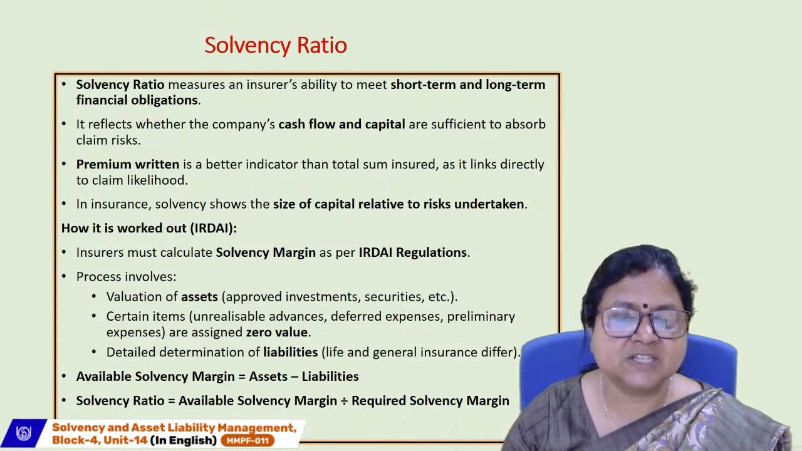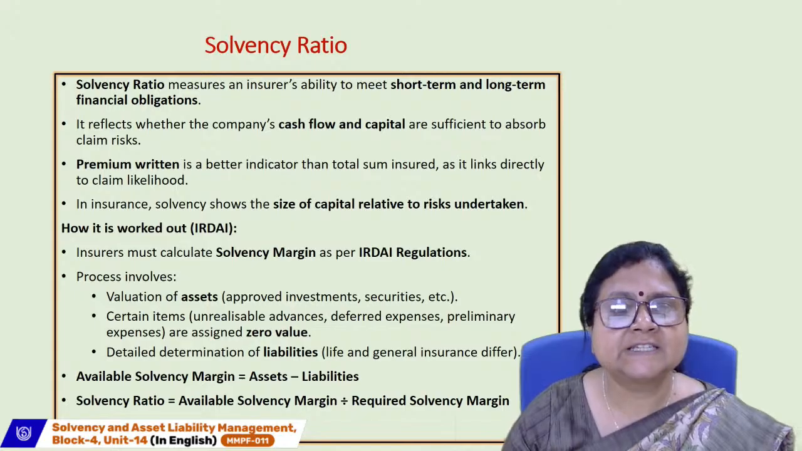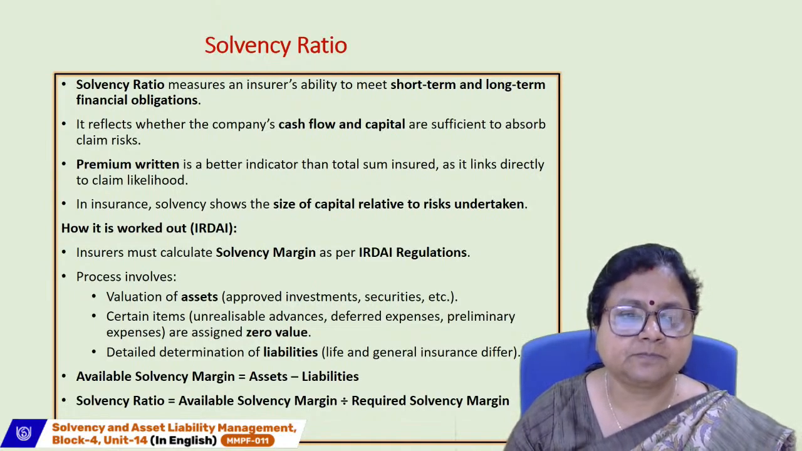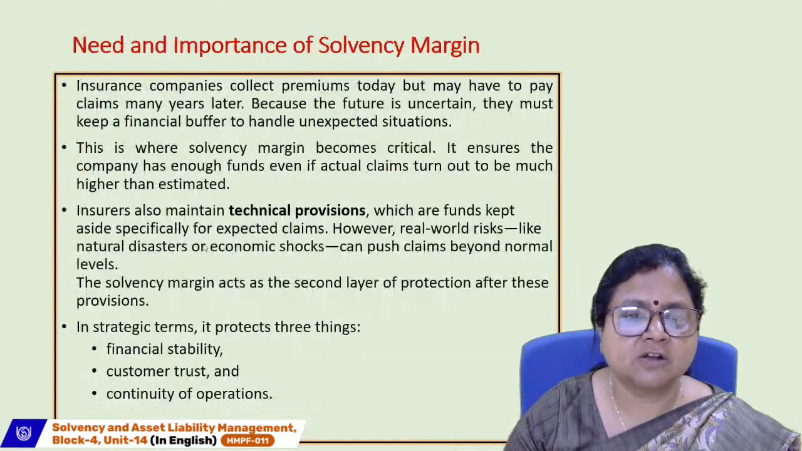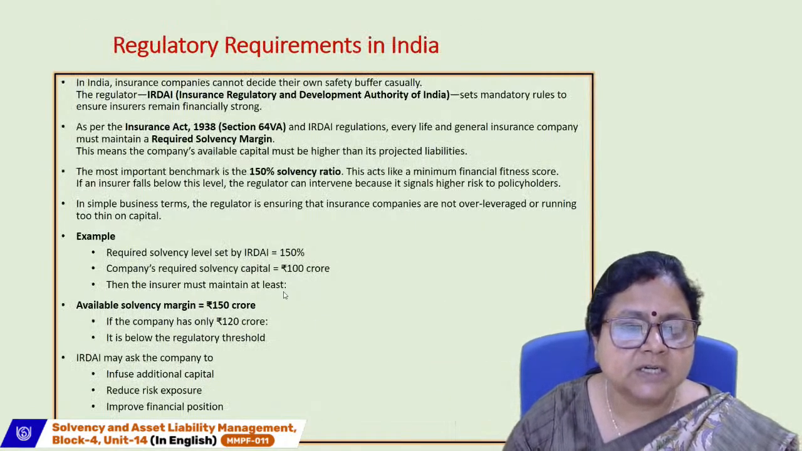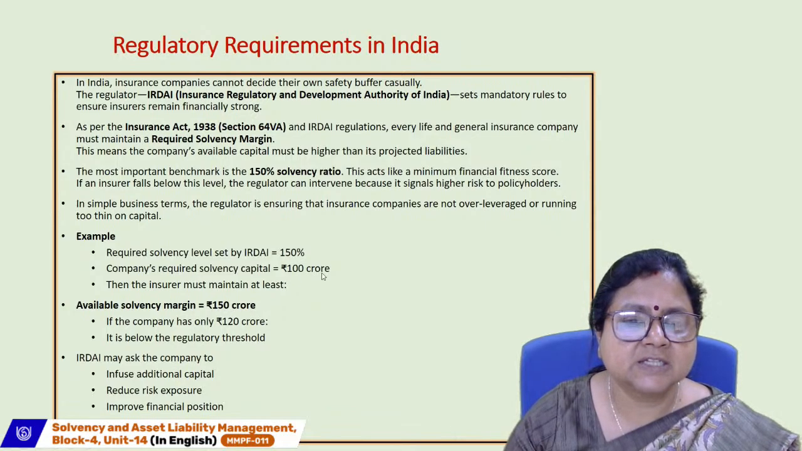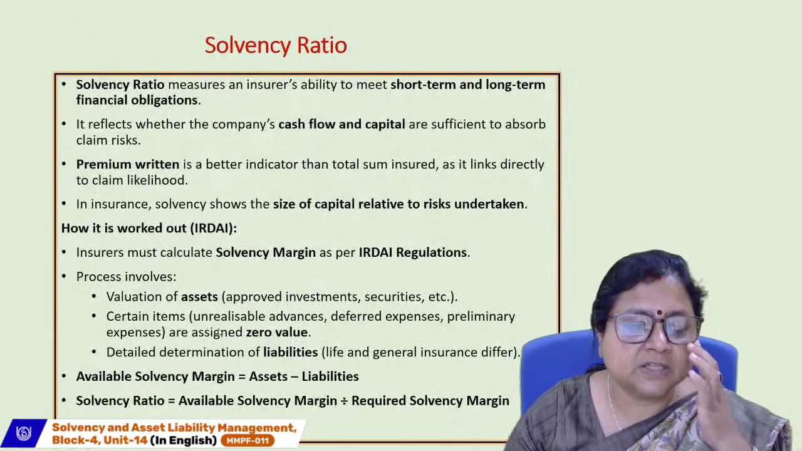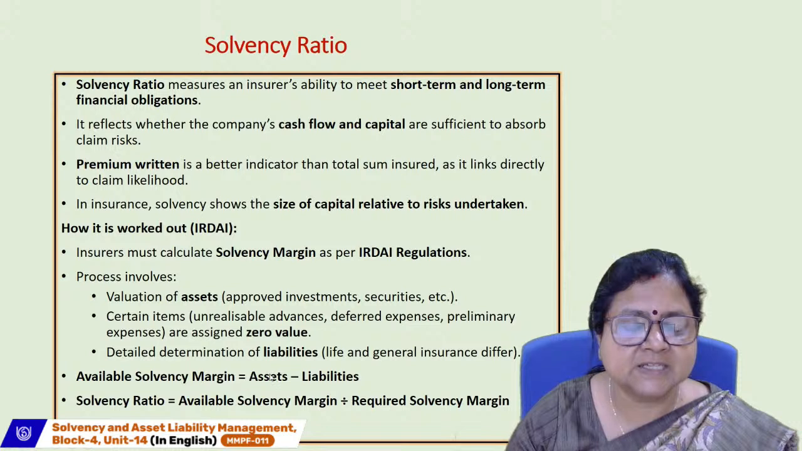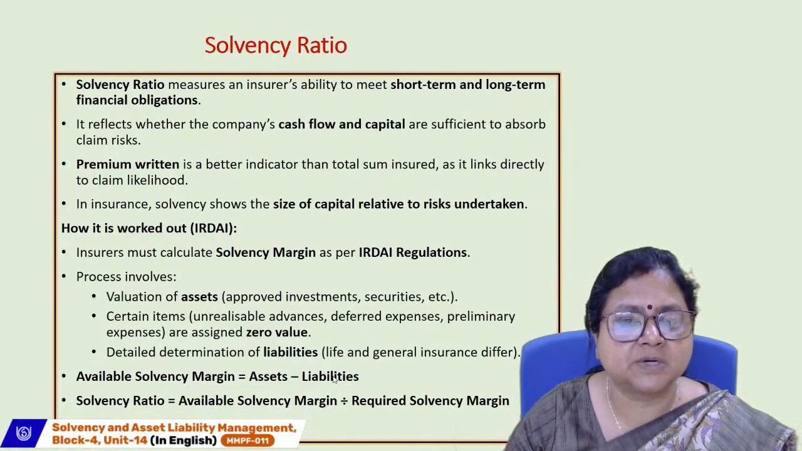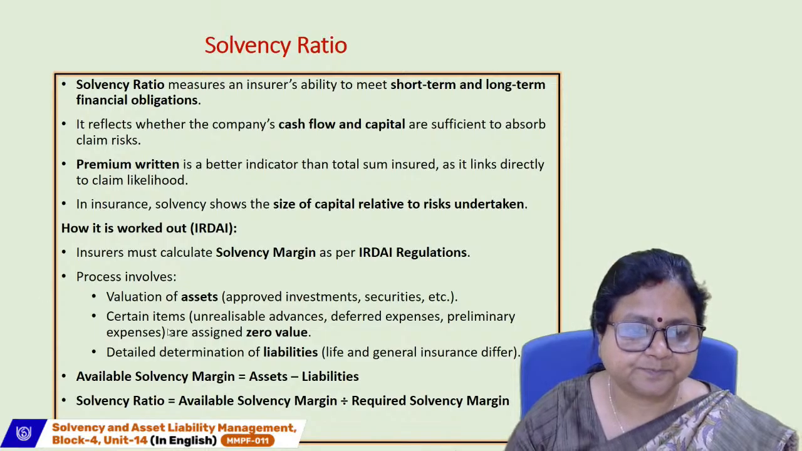Now, let us see how this calculation of solvency ratio is taken out by IRDAI. Insurers must calculate the solvency margin. As we have already discussed, solvency margin is, you have 150 crores and here it is 100 crores. The solvency margin is calculated as assets minus liabilities: what assets the company has, minus the liabilities which the company is now due to pay.